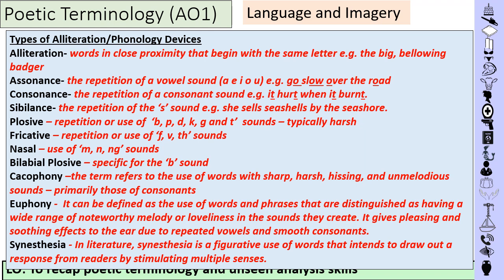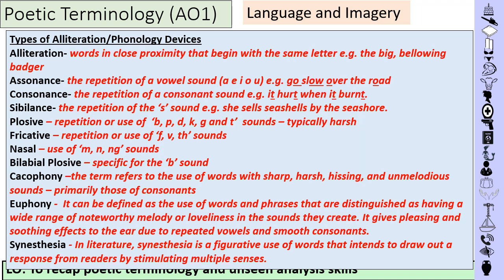Euphony can be defined as words and phrases that are distinguished as having a wide range of noteworthy melody or loveliness in the sounds they create. It gives pleasing and soothing effects to the ear due to repeated vowels and smooth consonants. So again, if we use the orchestra example, and you walk in and you've got all the nice little harps and all the nice little, I don't know, flutes, all playing the same note, that would sound quite lovely compared to a cacophony of noise where they all sound awful together.